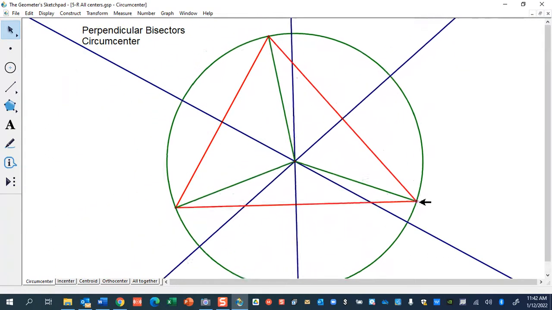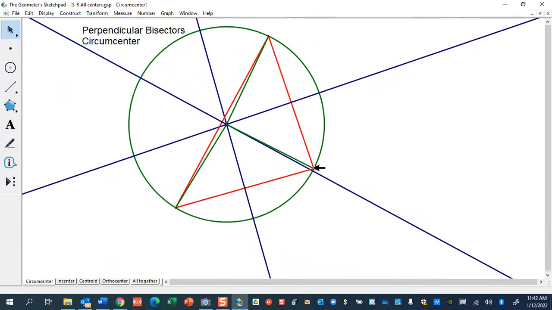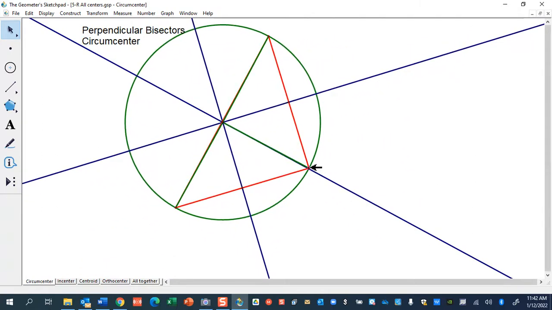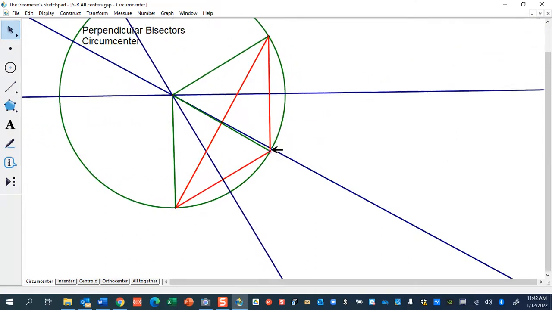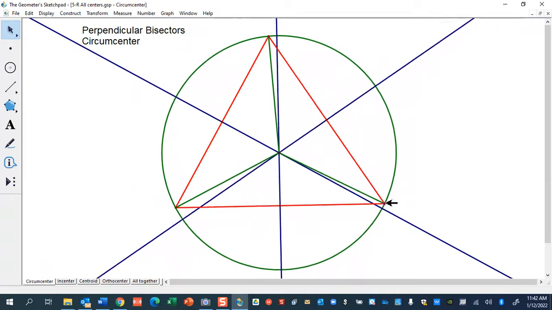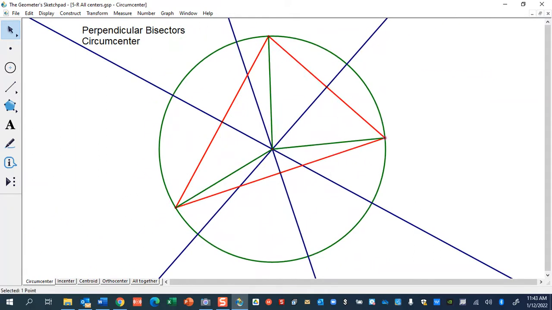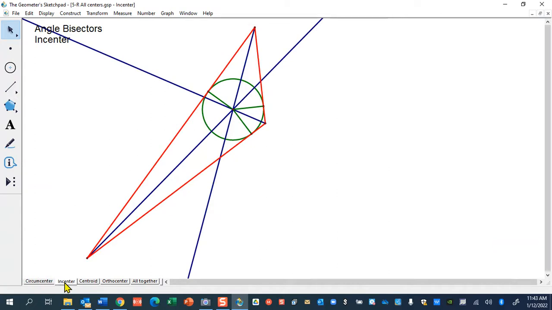So here I have an acute triangle. Here I have a right triangle, and here I have an obtuse triangle, and watch that point of concurrency change. I have an isosceles triangle at this point. Pretty cool, right? Okay, here are my angle bisectors.